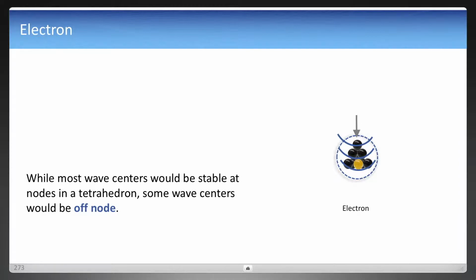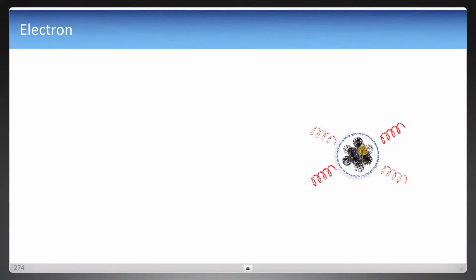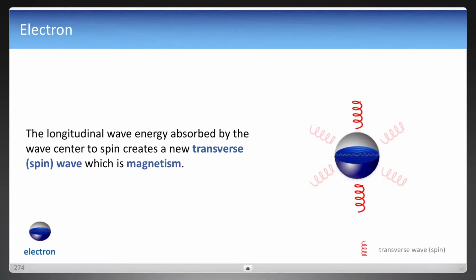And although the particle is mostly stable, there are going to be some wave centers in some direction where there will be motion. But rather than decay and break apart, it's still held mostly intact, and that motion causes spin. Each one of those wave centers is doing individual spin, and it's creating a new type of wave. That spin wave becomes a transverse wave, and that's what we see as magnetism.